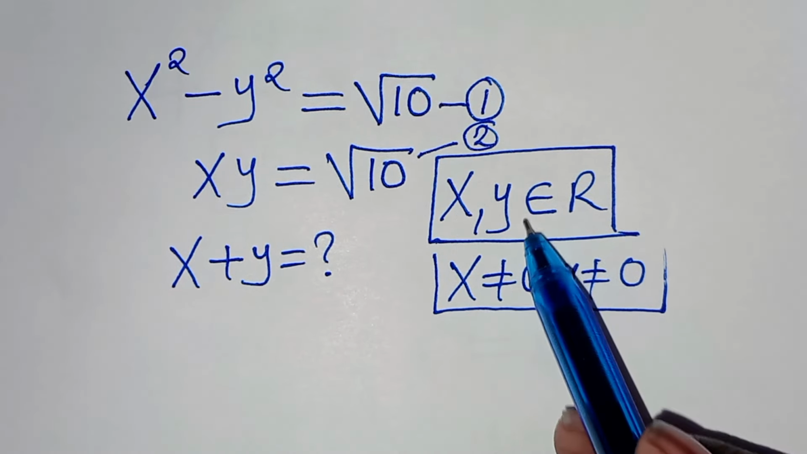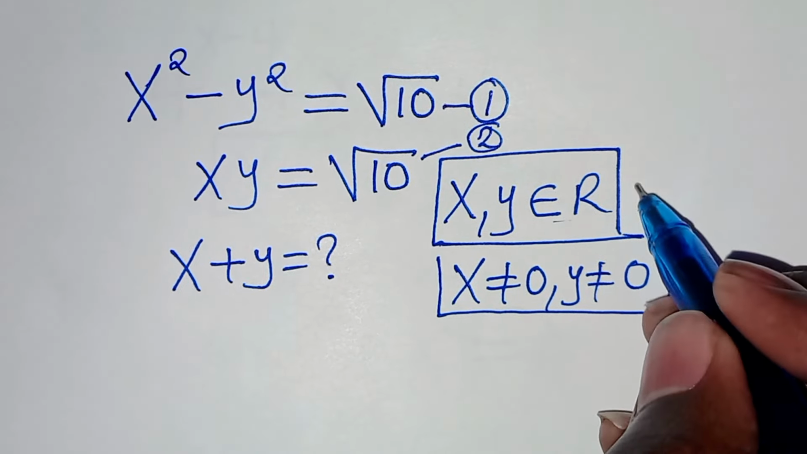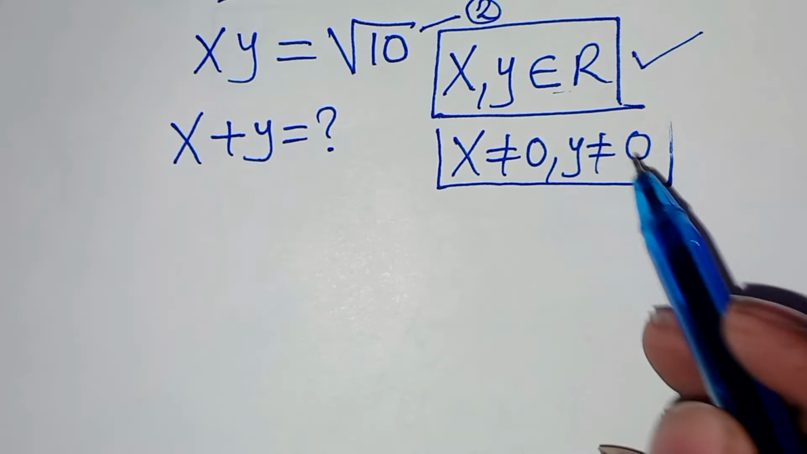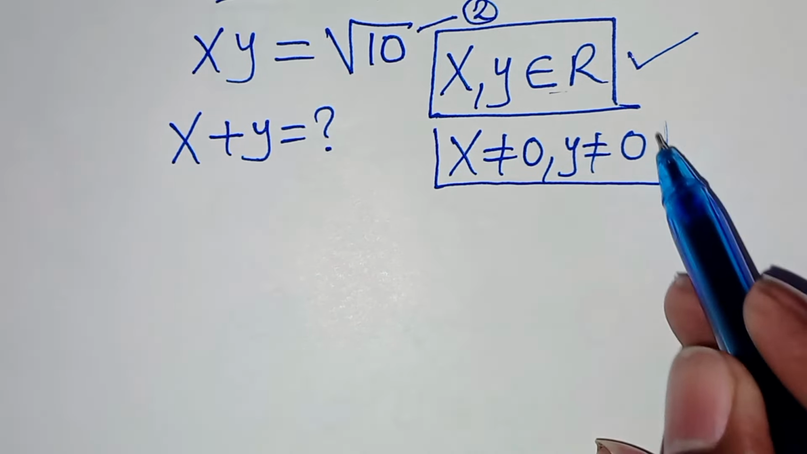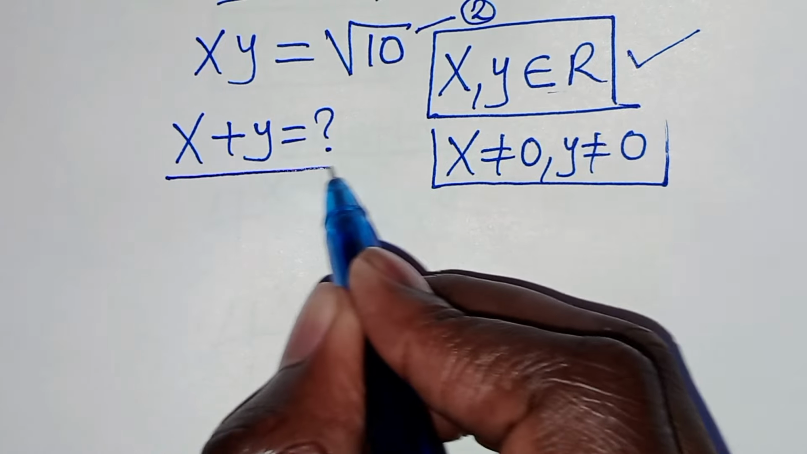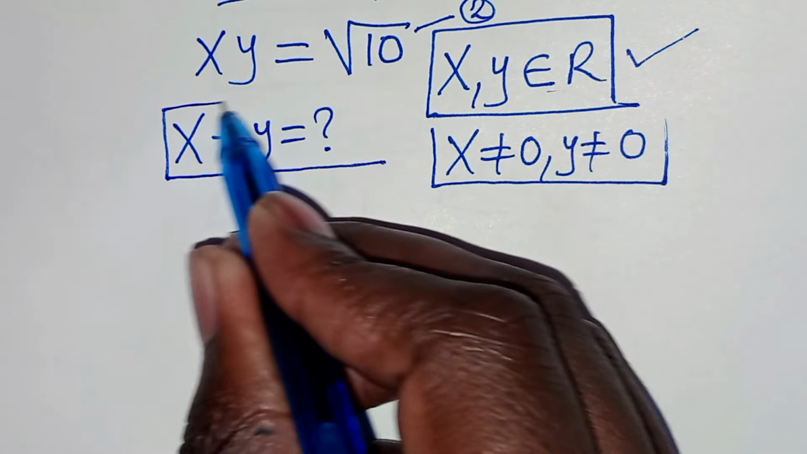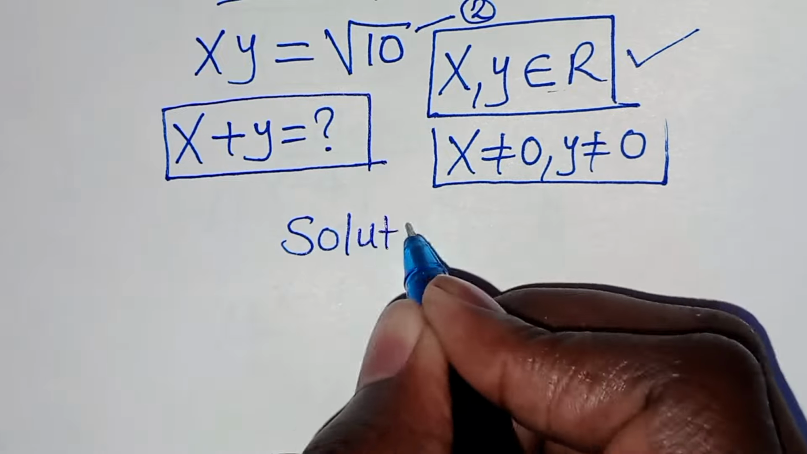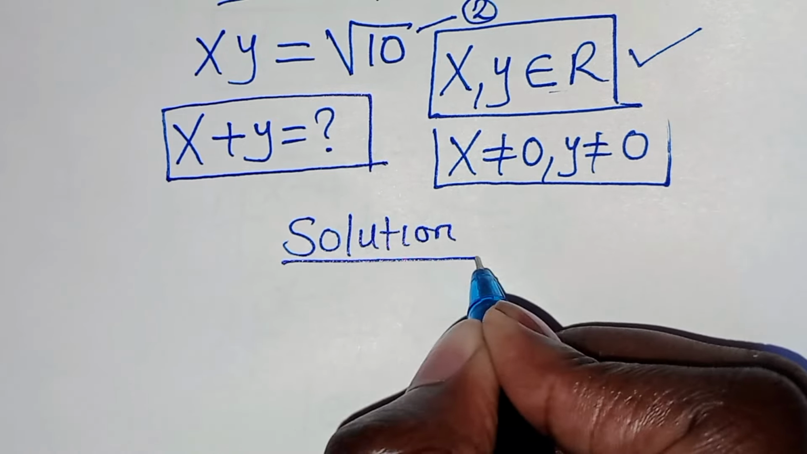Such that x and y, these are members of real numbers, and that x is not equal to 0, as well as y is not equal to 0. So the question is, what is the value of x plus y from here? So let's provide a solution.